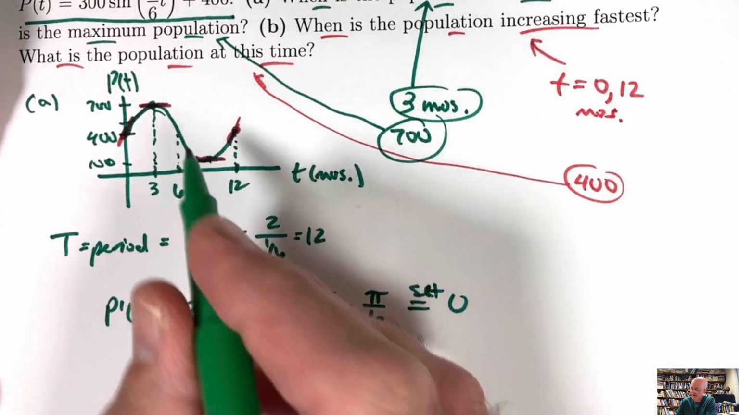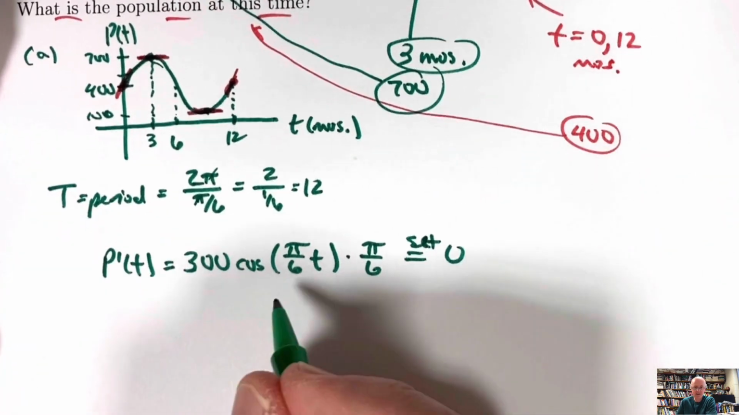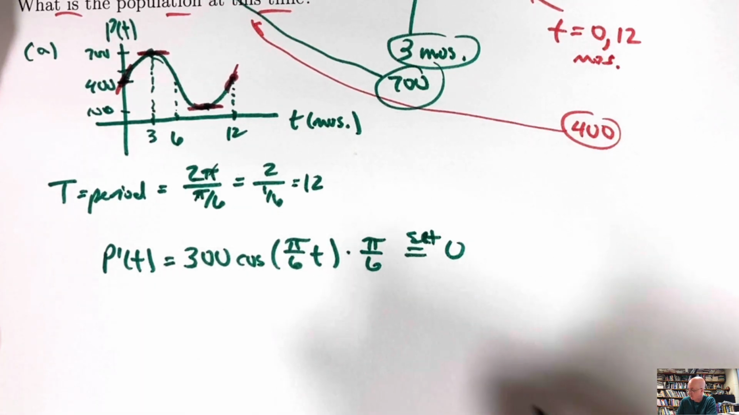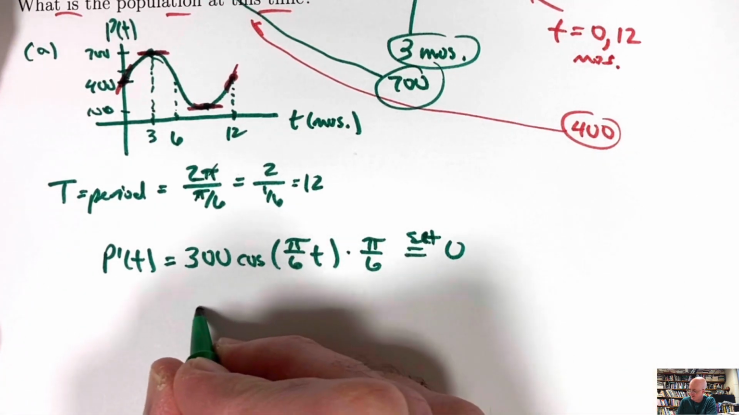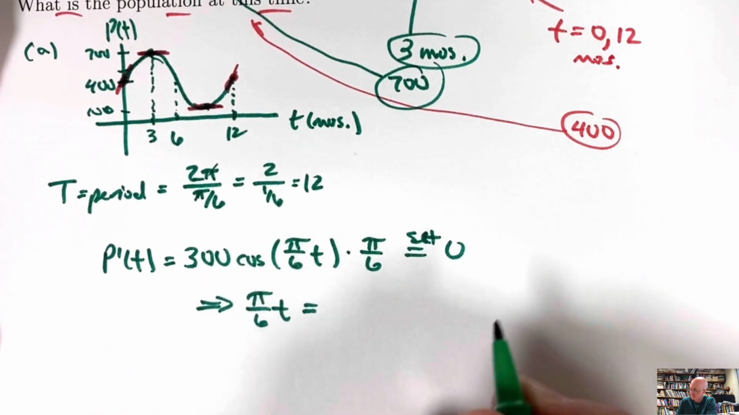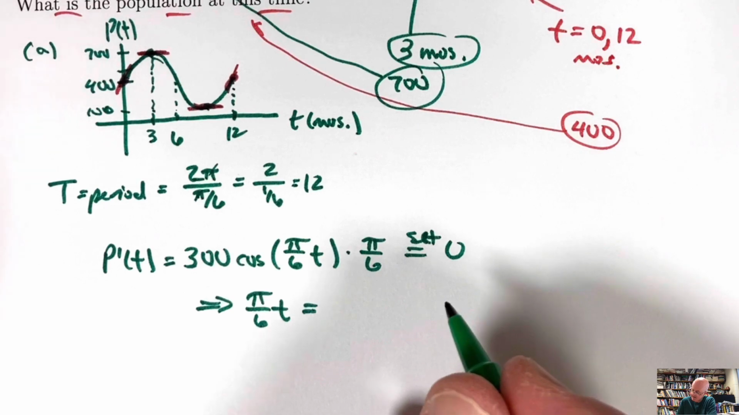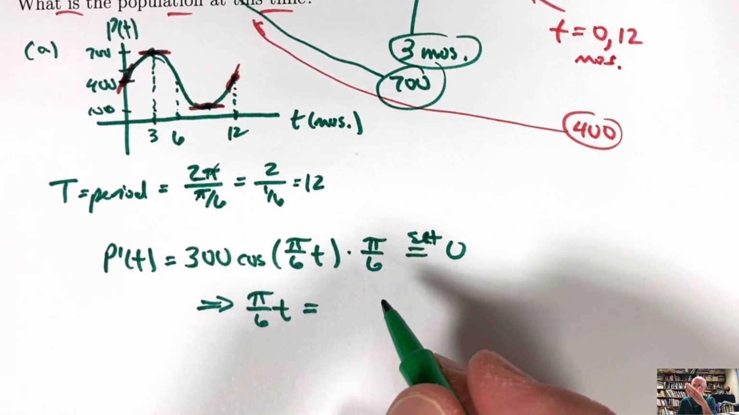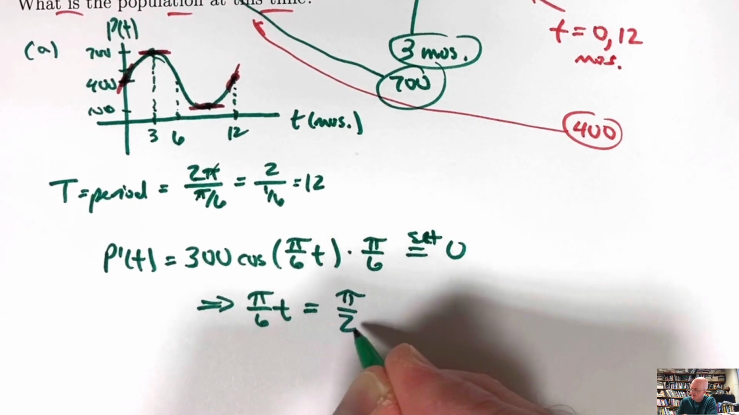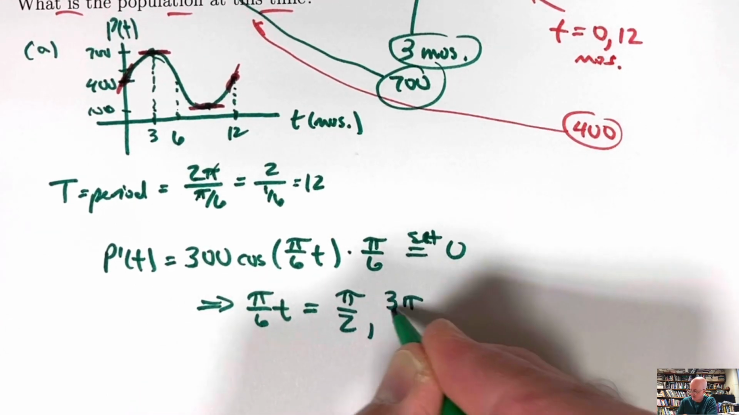I want the first two positive values of t where the derivative is 0, so I have to think about where the cosine is 0. This extra factor of pi over 6 and the 300 there don't really matter as far as when this is 0. This is going to mean the input for the cosine function, pi over 6 times t. Think about the graph of cosine. The first value where it's 0 is when the input is pi over 2. And the second one is 3 pi over 2.